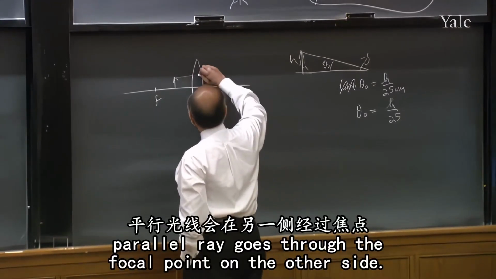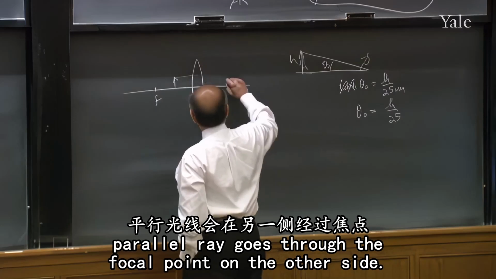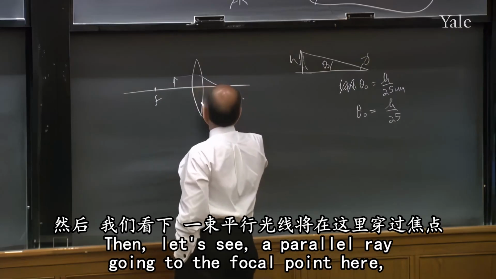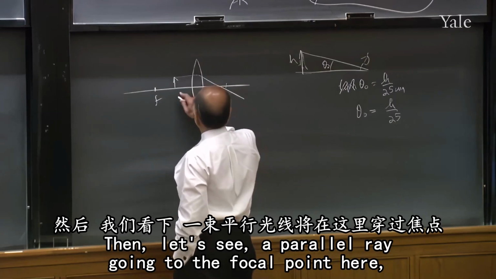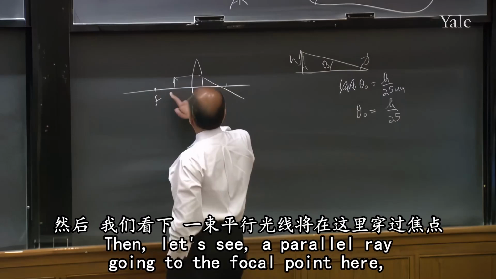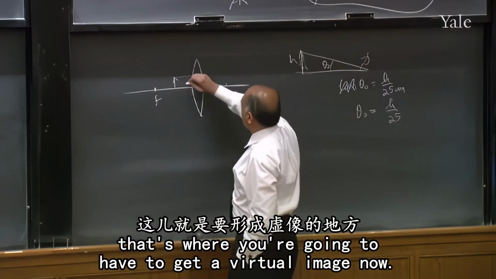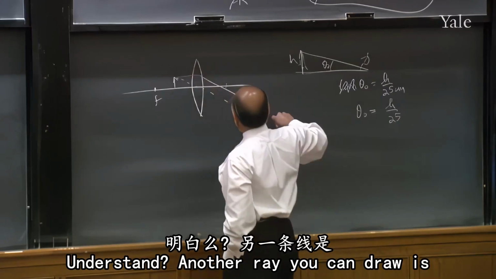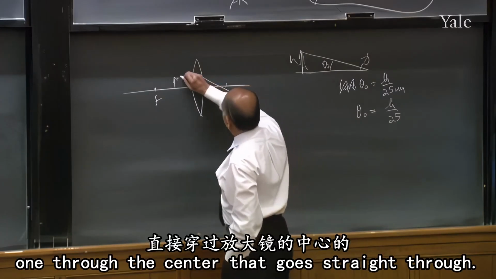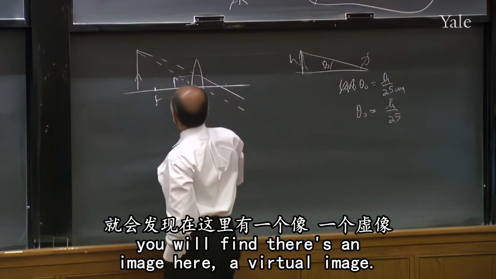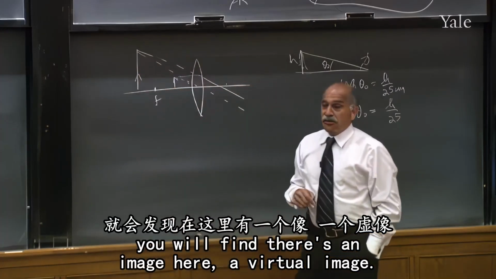So the parallel ray goes to the focal point on the other side. Then, let's see, a parallel ray going to the focal point here. That's where you're going to have to get a virtual image now. Understand? Another ray you can draw is one through the center that goes straight through. If you continue these guys here, you will find there's an image here, a virtual image.